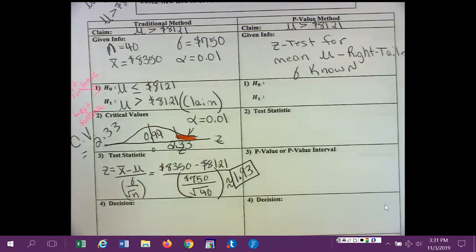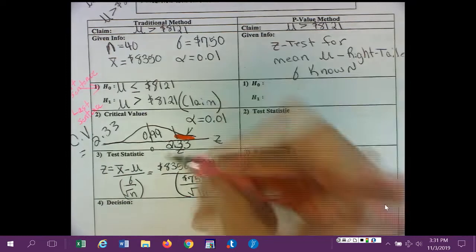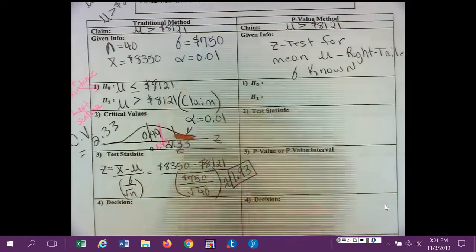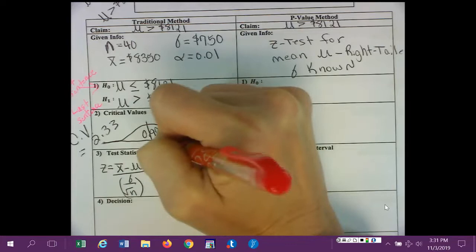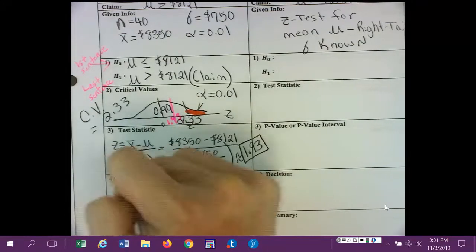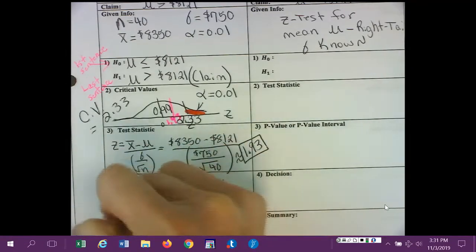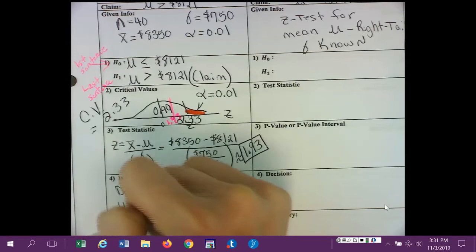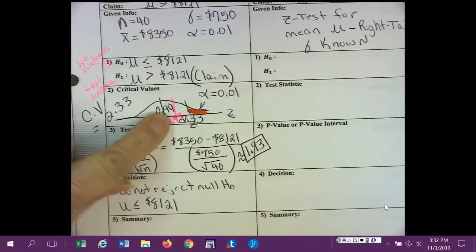Now, my favorite part. To make the decision, you take your test statistic of 1.93 and you put it on the z-axis where it should fall. 1.93 is smaller than my 2.33, so if it fell on the axis anywhere, it would be here. And when the test statistic falls in the non-shaded, non-critical, non-rejection region, they say, do not reject the null hypothesis. And I like to restate what the null says. The null said that the average was less than or equal to 8121. Do not reject the null hypothesis because the test statistic fell in the non-rejection region.